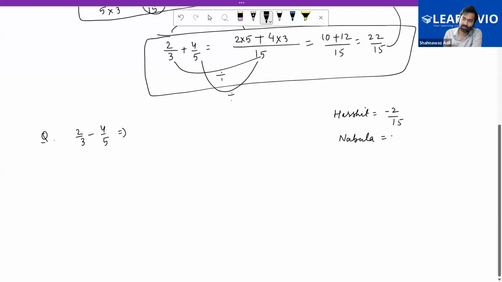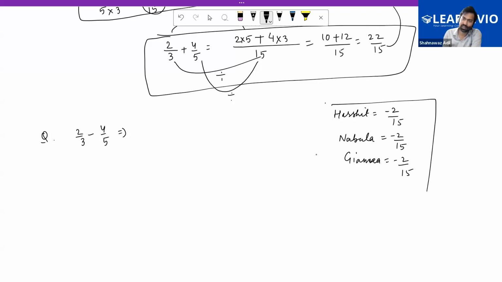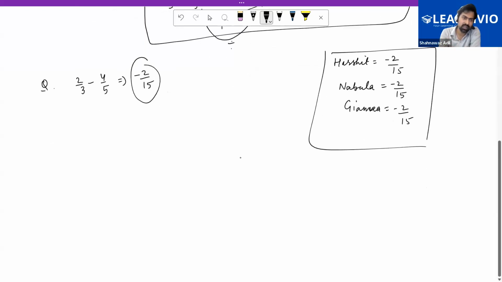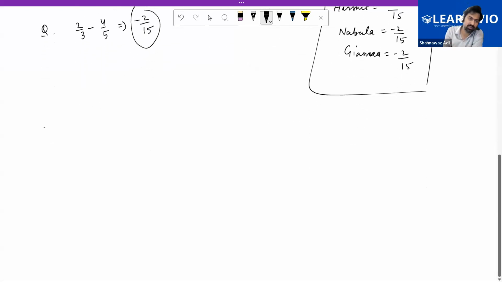Ma'am, sir, even I'm getting minus 2 by 15. Oh, you are also getting minus 2 by 15, right? Good. So everybody is getting it, so you guys have a good hand in this fractional calculation. If everybody is voting for this answer, then this is correct, there is no disagreement. Okay, let's complicate this further.